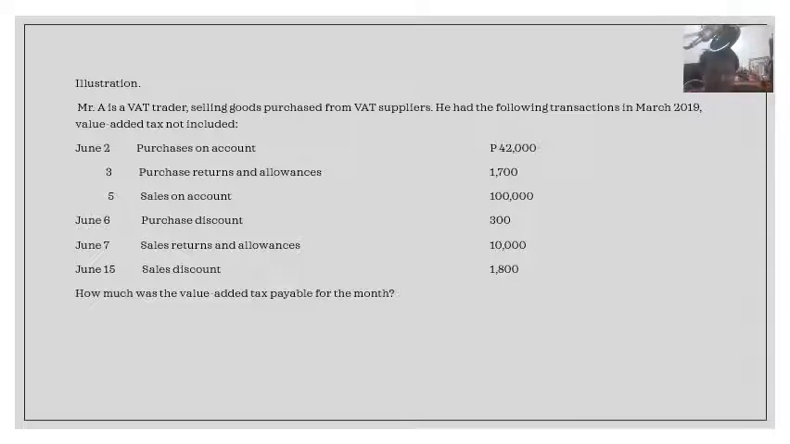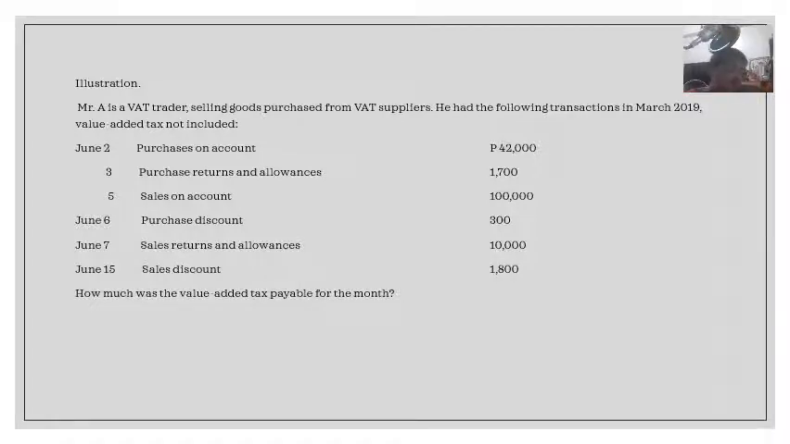Ayan, 1,700 at saka 300. So, 2,000 ang deduction dun sa 42 na purchases on account. So, 40,000 ang net purchases. So, 40,000 times 12% is 4,800.